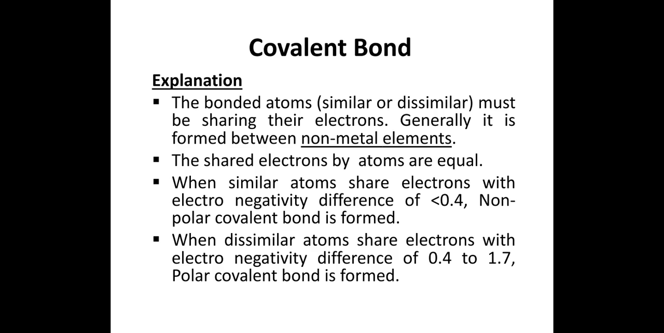The electrons shared by the atoms are equal. This is a natural phenomenon that loss of electron is always equal to gain of electron. Therefore, when an atom shares electrons to become stable, they share an equal number of electrons. Now, when similar atoms share electrons with an electronegativity difference of less than 0.4, they make a non-polar covalent bond. While when dissimilar atoms share electrons with an electronegativity difference of 0.4 to 1.7, a polar covalent bond is formed.